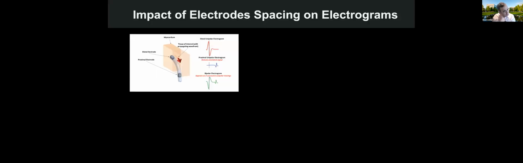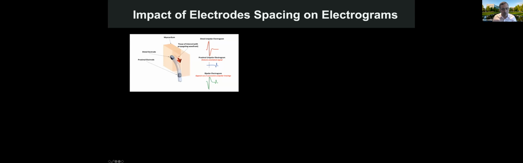Before I go to the VT part, I just want to spend one more minute here and illustrate those principles. So what is the impact of electrode spacing on electrogram? If we have a wavefront coming in this direction, this red arrow, and the block here is the tissue that it's recording from.